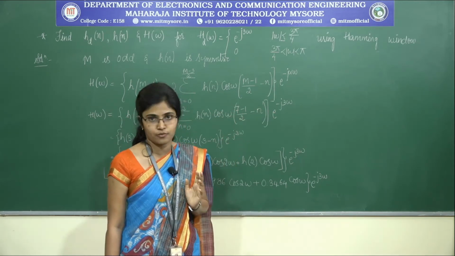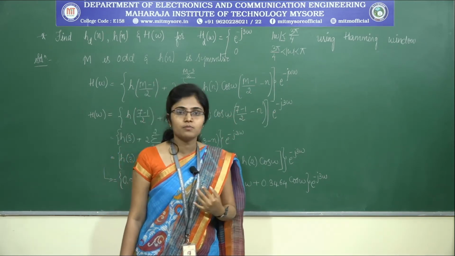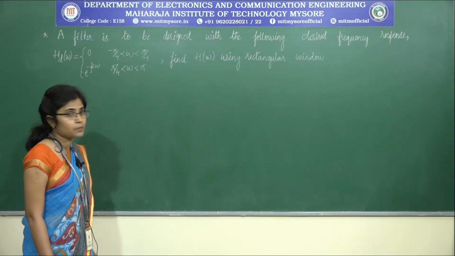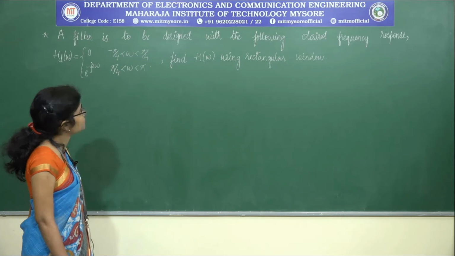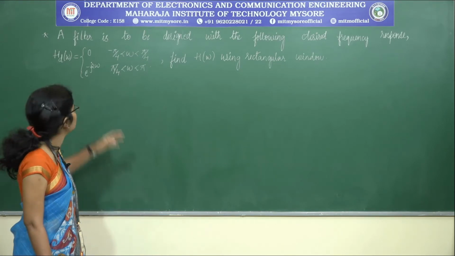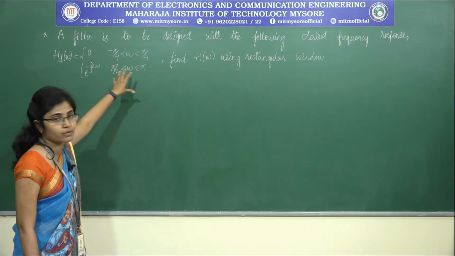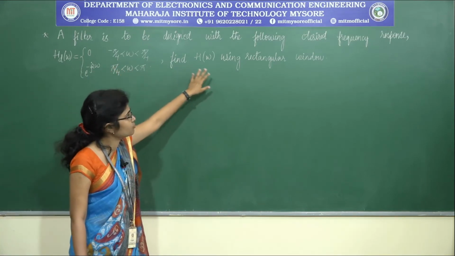That gives us h of n. So now let us solve problems on band pass filters. This is the next question, which is related to the band pass filter. A filter is to be designed with the following desired frequency response, HD of omega.